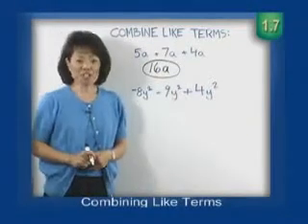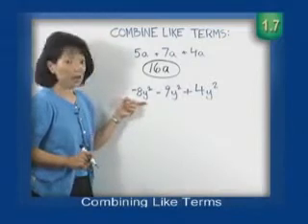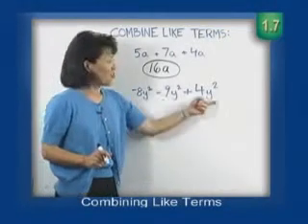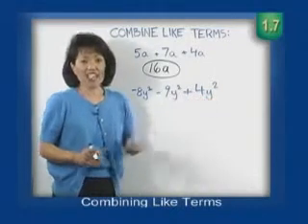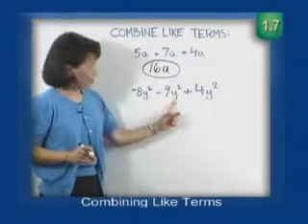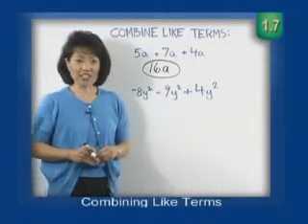Let's practice with another problem. Here we're going to combine negative 8y squared minus 9y squared plus 4y squared. Again, check to make sure that we have like terms. y squared, y squared, y squared. All three are considered like terms.